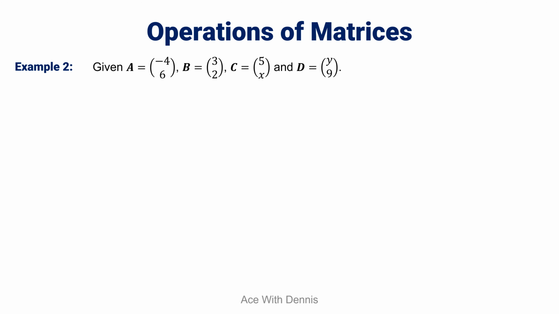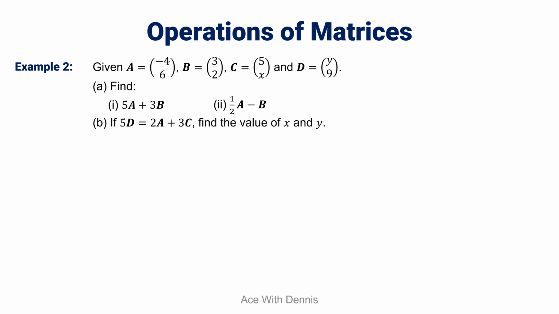Example 2. Given matrix A, negative 4, 6, matrix B, 3, 2, matrix C, 5, X, and matrix D, Y, 9. A. Find number 1, 5A plus 3B. Number 2, half A minus B. B. If 5D equals 2A plus 3C, find the value of X and Y.